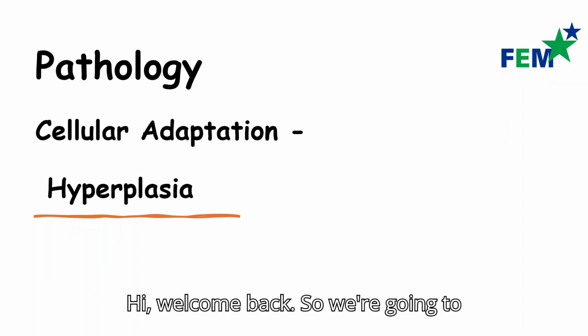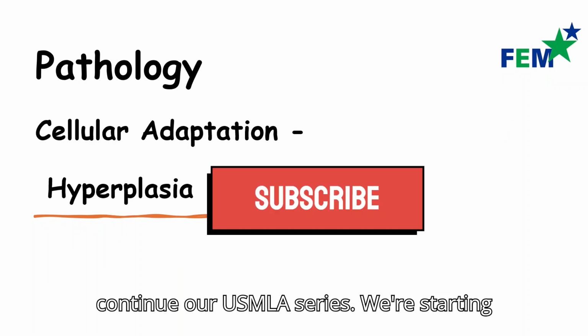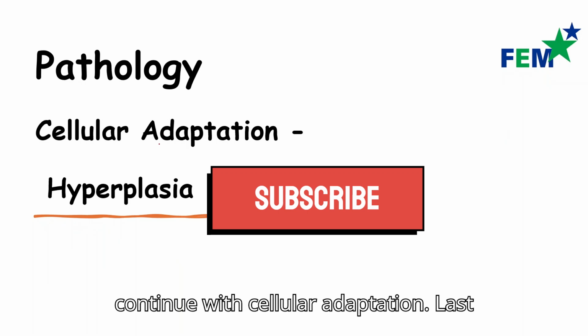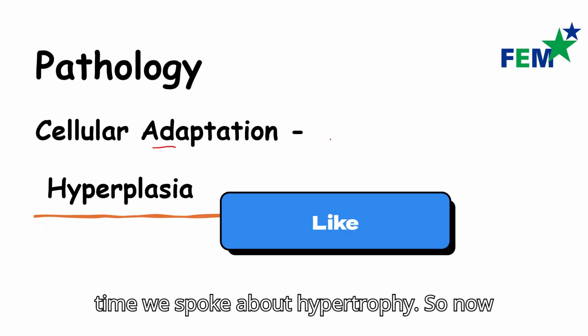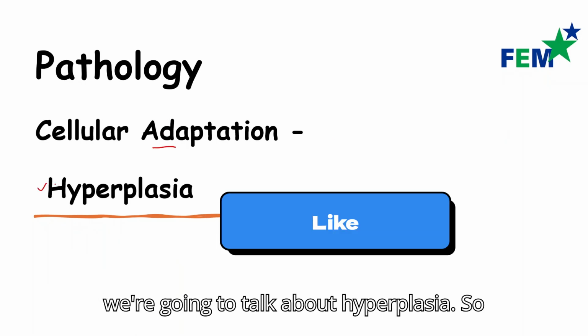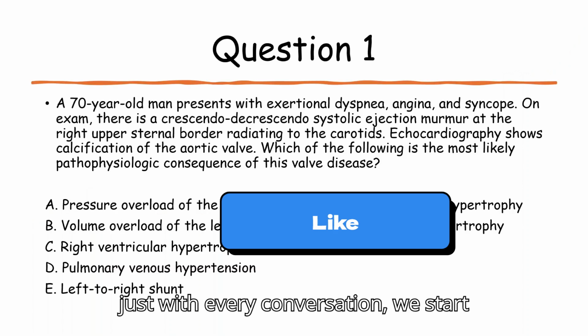Hi, welcome back. So we're going to continue our USMLE series. We're starting with pathology, and we're going to continue with cellular adaptation. Last time we spoke about hypertrophy, so now we're going to talk about hyperplasia. Just like with every conversation, we start with questions.